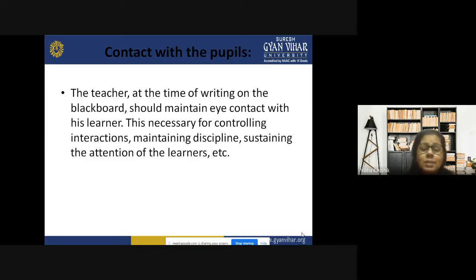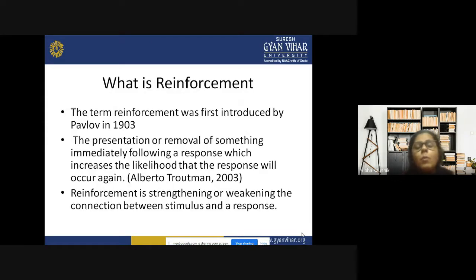For maintaining discipline, the teacher has to maintain contact with the pupils, standing the attention of the learners, etc. Now, the next step which we are going to discuss is reinforcement. Now, what is reinforcement? The reinforcement theory was first introduced by Pavlov in 1900. Means, the term reinforcement was introduced by Pavlov in 1903.